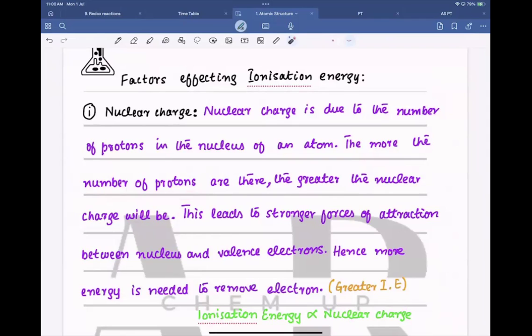And if this is the case, then we need more energy to remove that electron from the valence shell. And if there are fewer protons, then there would be less nuclear charge, and the forces of attraction would be lesser, isn't it? Yes, sir. And as a result, the ionization energy will be lower. We need less energy to remove that valence electron.